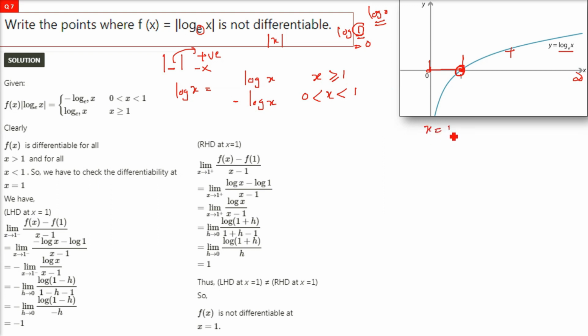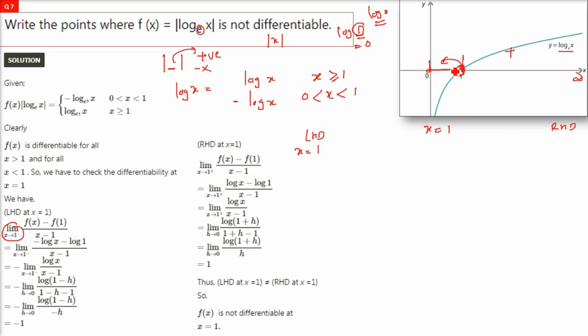So we have to check where x equals 1. So we will find out the left hand derivative and right hand derivative for x equals 1. So always remember, I show the solution just because you need to know how to write in your examination. Because the way I teach, I don't write everything one by one. Otherwise it will take a lot of time.